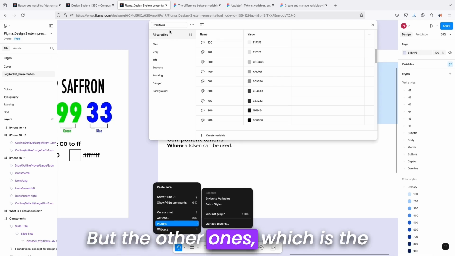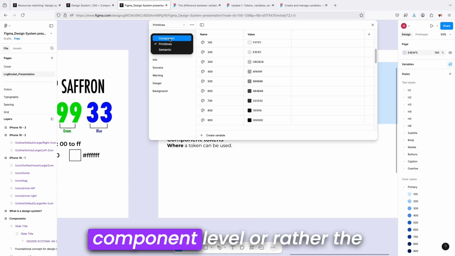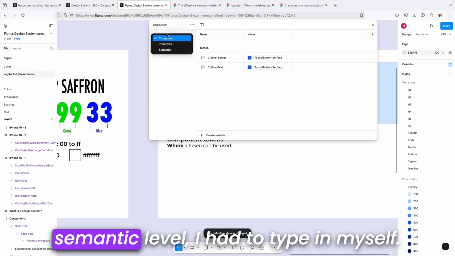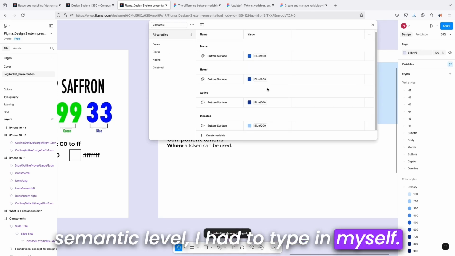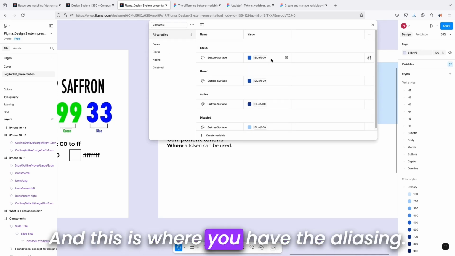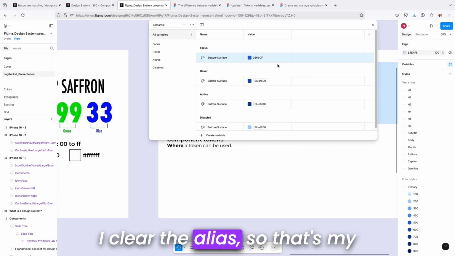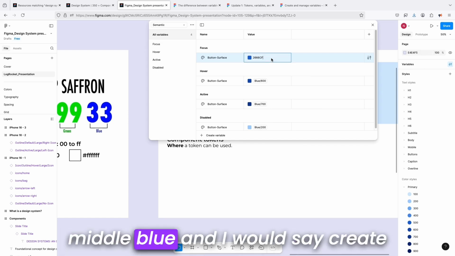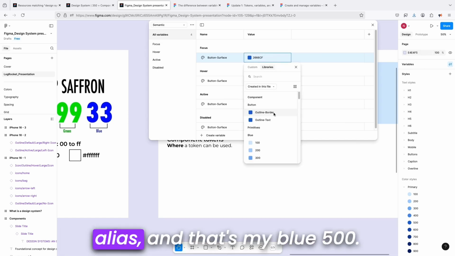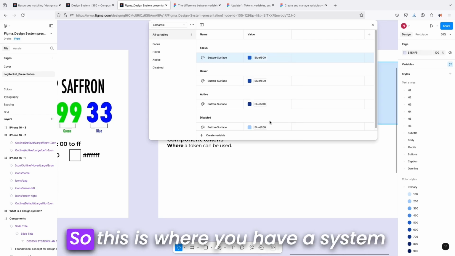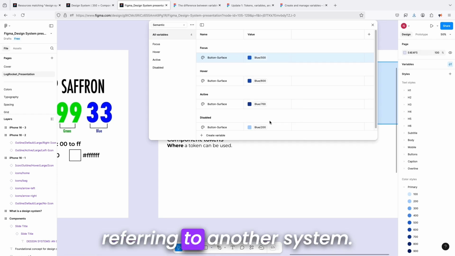But the other ones, which is the component level, or rather the semantic level, I had to type in myself. And this is where you have the aliasing. I clear the alias, so that's my middle blue, and I would say create alias, and that's my blue 500. So this is where you have a system referring to another system.